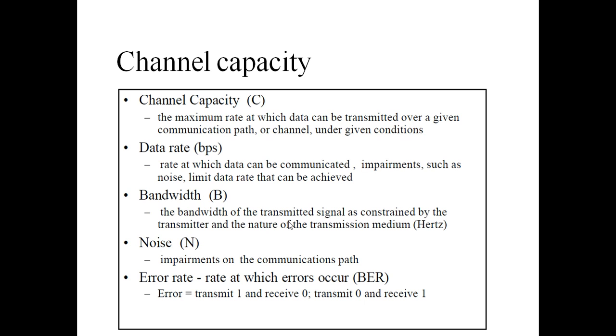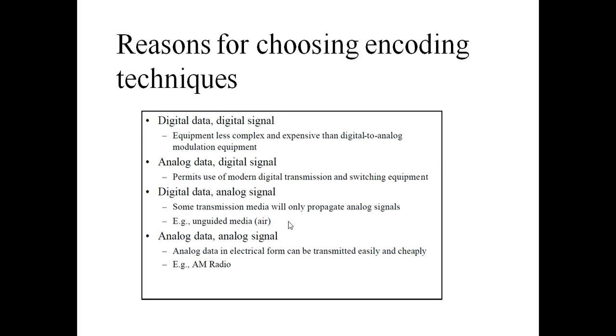Impairments such as noise limit the data rate that can be achieved. Bandwidth: the bandwidth of the transmission signal is constrained by the transmitter and the nature of the transmission medium. Noise: impairments on the communication path. Error rate: what is the error? Transmit 1 and receive 0, or transmit 0 and receive 1.